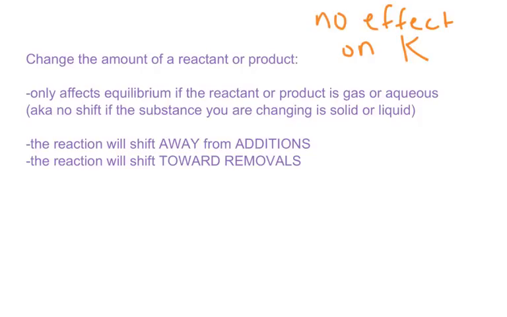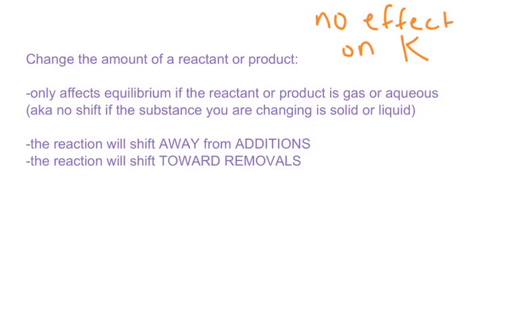So if you add something, you need to shift away from that addition to compensate for it. So if we add something, we're going to shift away. As in, if we add something on the reactant side or the left, we are going to shift towards the product side or the right. And vice versa. If we remove something, we now have less of whatever that something was on whatever side it was on, so we're going to shift toward that removal. So if you remove a reactant, we are going to shift toward the reactant side or to the left. If we remove a product, we're going to shift toward the product side or to the right.